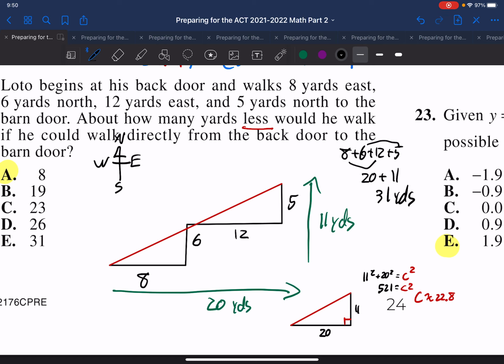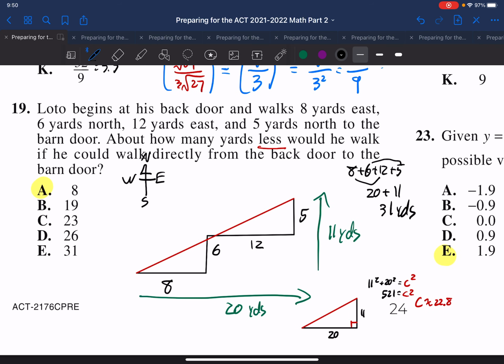Now, if he walked in a straight line, that is in red, he would have gone about 22.8. Well, let's round that to about 23. So if we take 31 minus 23, we get the 8 yards. That's how much shorter he walked.